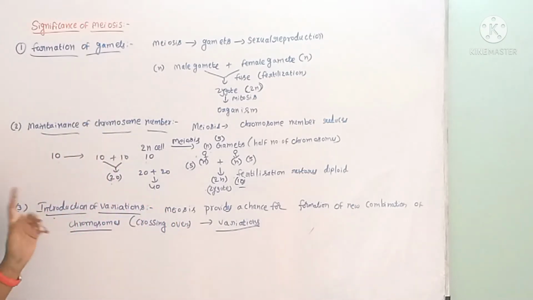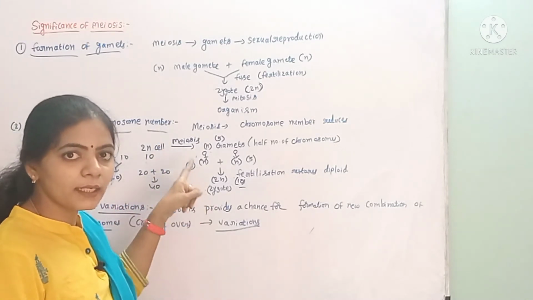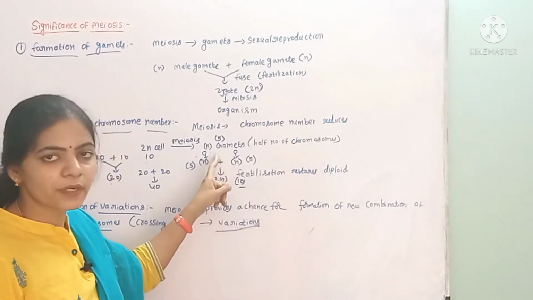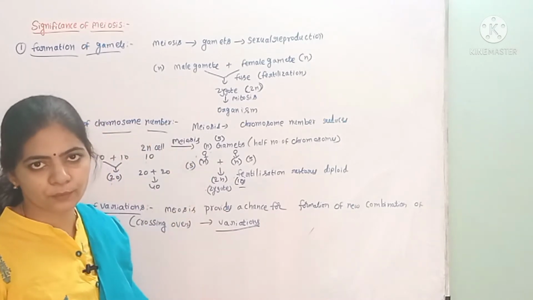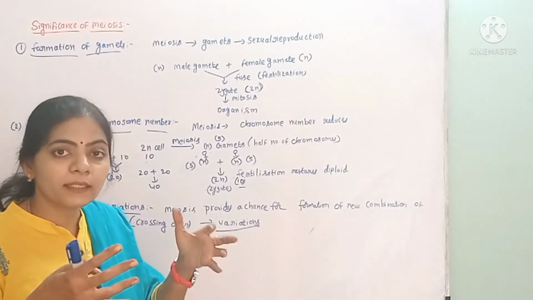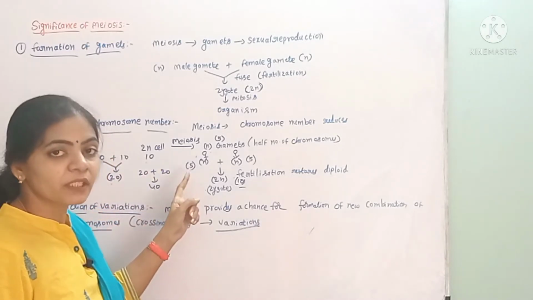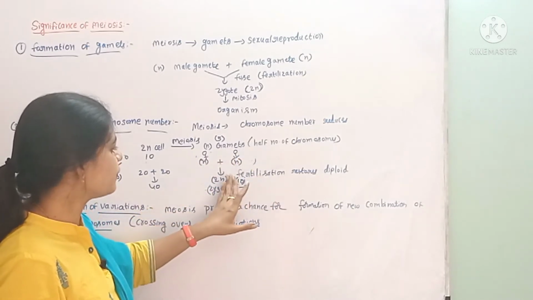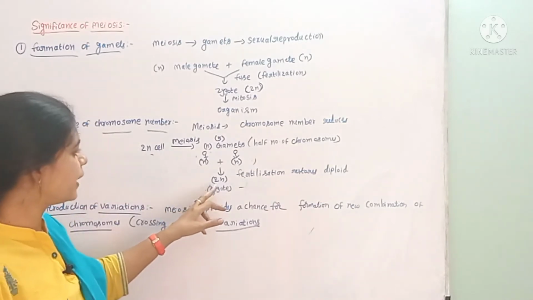And in meiosis, what is happening? The diploid cell undergoes meiosis, and the number of chromosomes is reduced to half. The gametes carry half the number of chromosomes, right? These gametes participate in sexual reproduction, and there is a fusion of gametes that results finally in the formation of a diploid zygote.